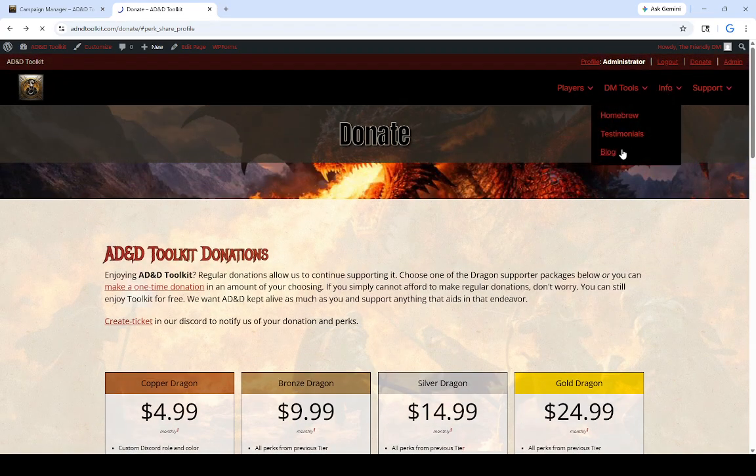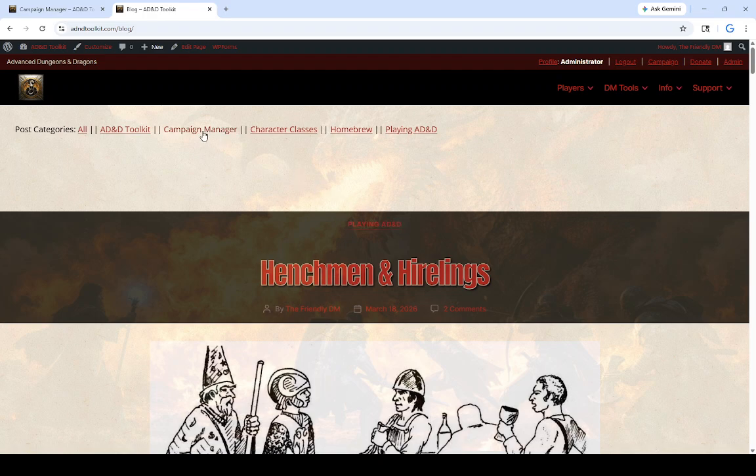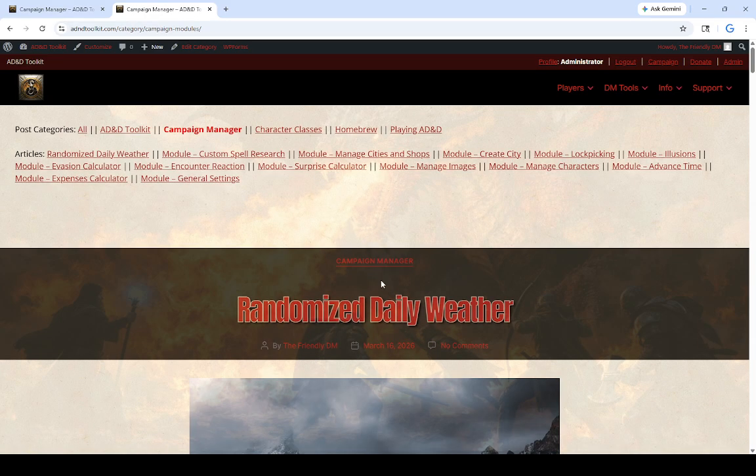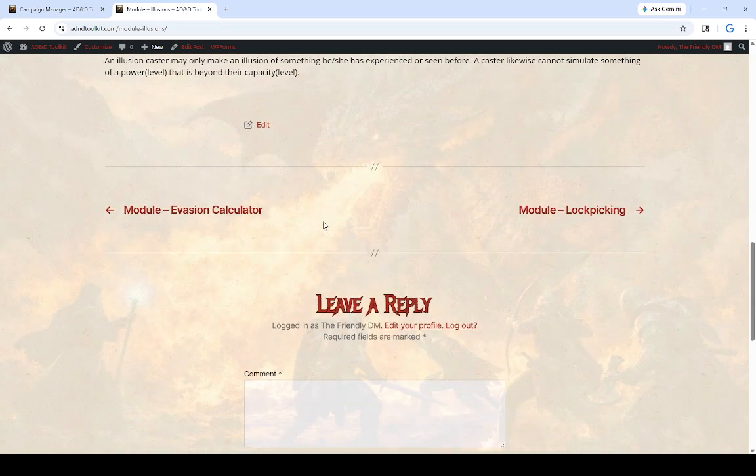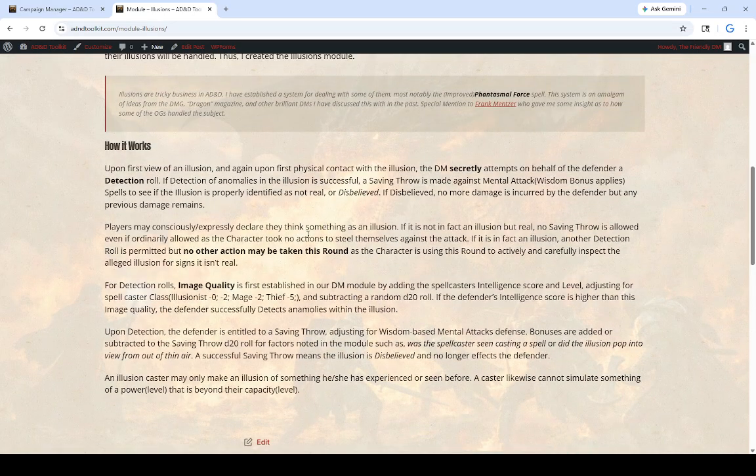I'm going to go to my blog. And on the blog, there's a campaign manager category. And I discuss a lot of the modules. Eventually, it'll be all of them and how they work. And I believe I have one for illusions here, module illusions. So you'll see this article details how they work. And the first thing that we need to establish is, does the recipient or the target of this illusion believe it to be real, or do they detect it to be an illusion?